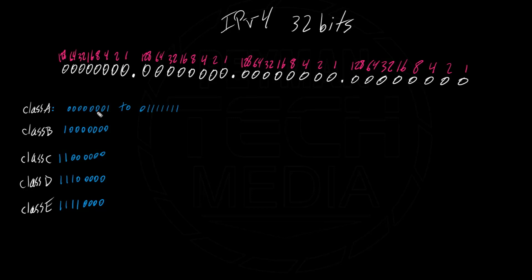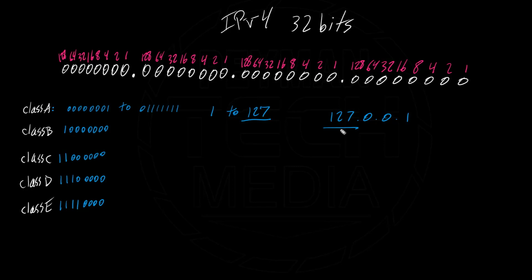So in class A, this is the first octet which we talked about. The first octet range goes from this binary to this binary, which when we convert the binary to decimal gives us 1 to 127 in the first octet. And 127, I should talk about that, is reserved for the loopback address. So for example, when you see the IP address 127.0.0.1, that's an example of a loopback address. So this first octet, 127, is reserved for the loopback address.